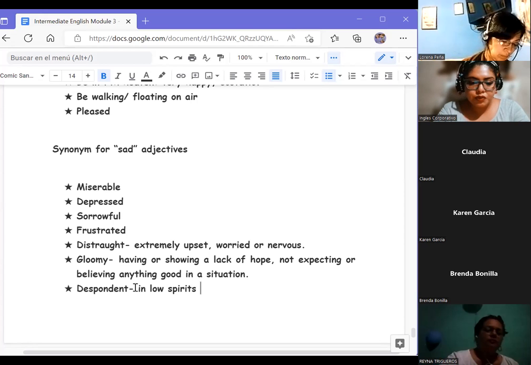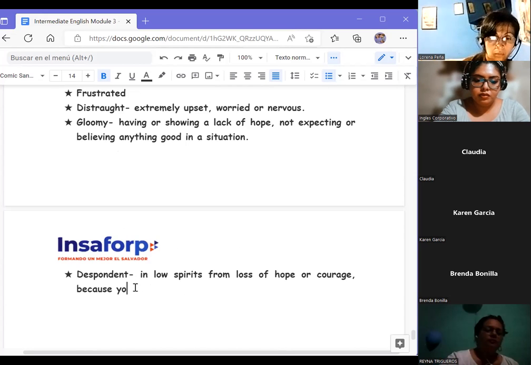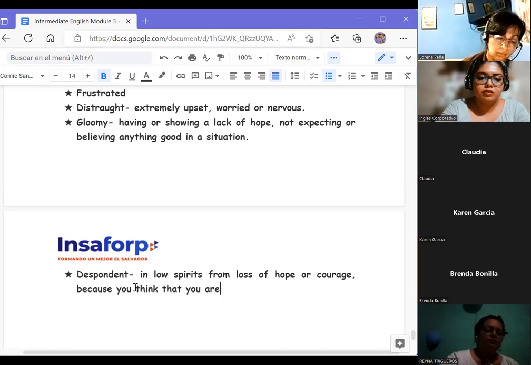In low spirits, from loss of hope. Courage, because you think that you are in a situation that is unlikely to improve.